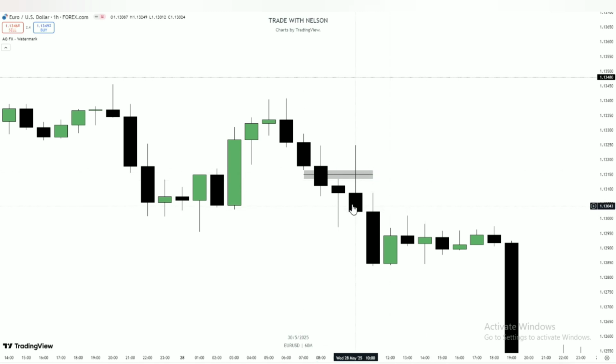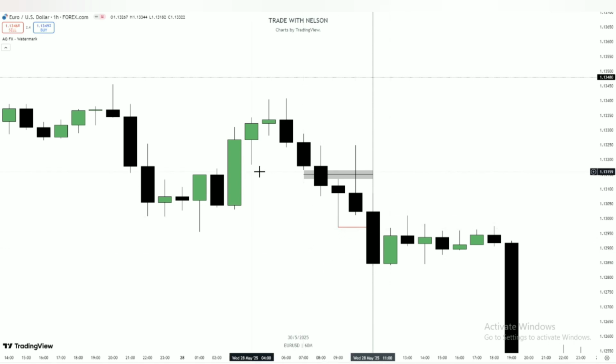So you want to wait for this 10 a.m. candle to close. You can see how it wicks the fair value gap. After the close, then you want to anticipate that this 11 o'clock candle will take out this low to the left.